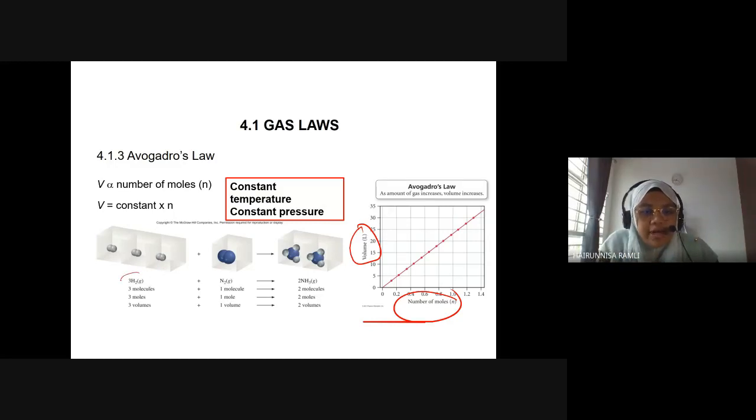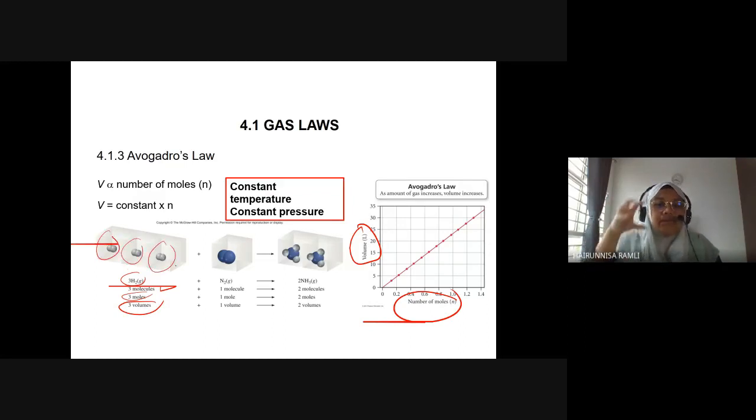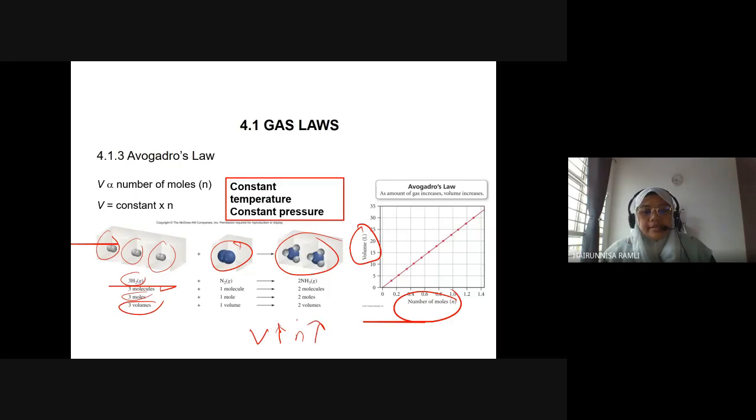For example, we have 3 hydrogen, meaning there are 3 molecules of hydrogen. So 3 molecules refer to 3 moles. So these 3 moles have 3 volumes. Each of these molecules has its own volume, that is why there are many, 3. And then nitrogen has only 1, ammonia has 2. So that is why when V increases, n will also increase. Or sorry, basically when n increases, V will also increase.